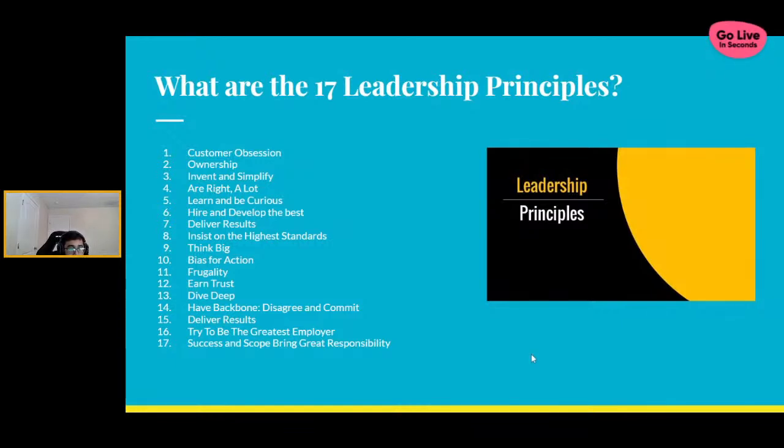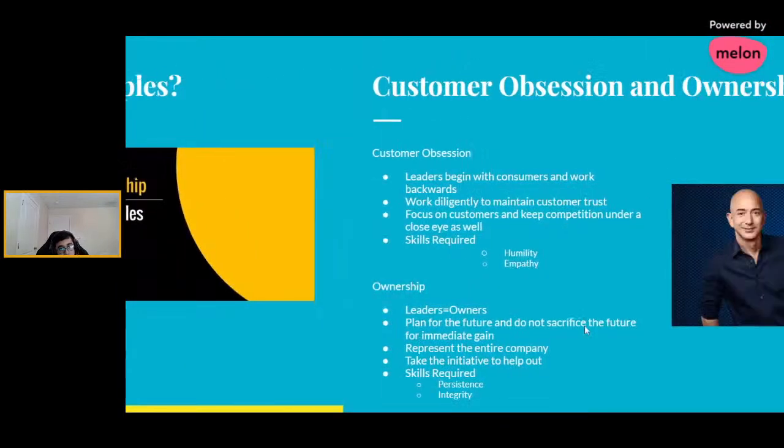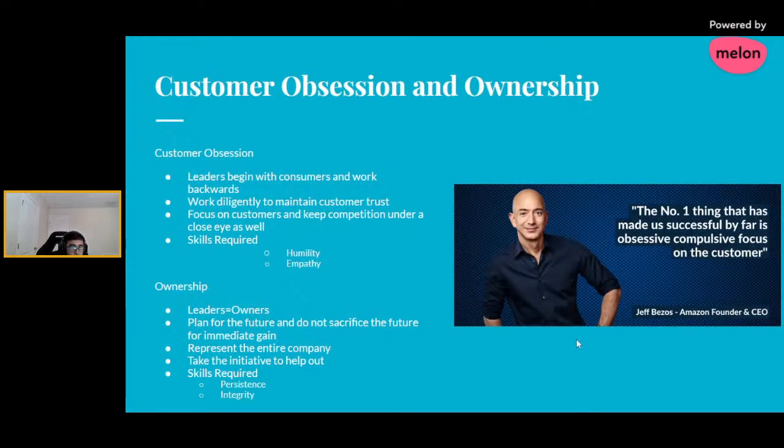And we're going to be going into more detail on those. So the first two are customer obsession and ownership. For customer obsession, leaders begin with consumers and work backwards. And they work diligently to maintain customer trust. They focus on customers and keep competition under a close eye as well. The skills required for this are humility and empathy.